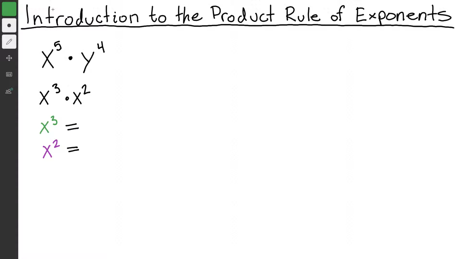You may remember that exponents mean repeated multiplication, where the exponent tells you how many times to multiply the base. X cubed is the same as x used 3 times in multiplication, and x squared is x used 2 times in multiplication, or x times x. If this isn't familiar, review the topic exponents and integers.